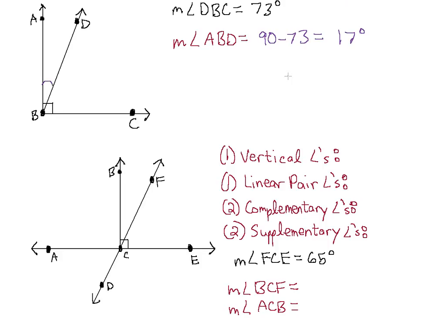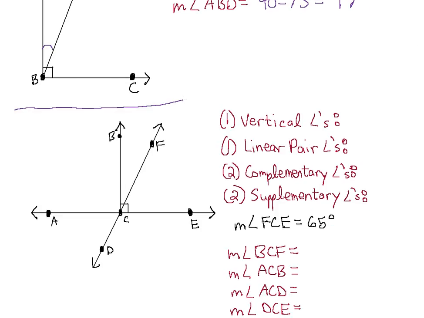Okay, not a whole lot to it. We did a few of these in the previous video. This is just finding the angle when we know we have a pair of complementary angles. We know it's complementary because we have the right angle, and complementary angles add up to 90 degrees. So, fairly straightforward. Let's take a look at the next one.